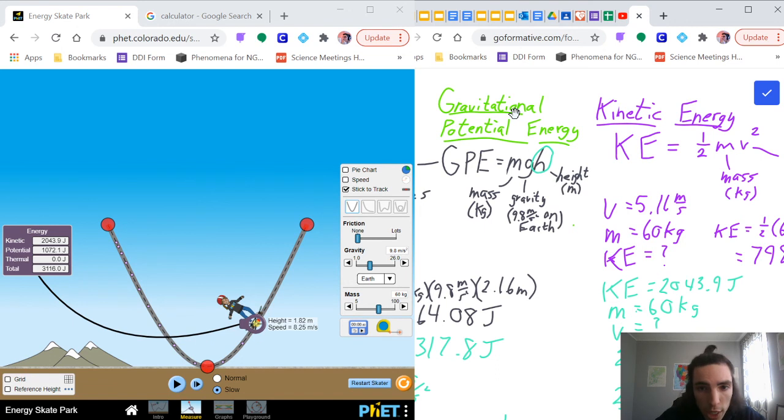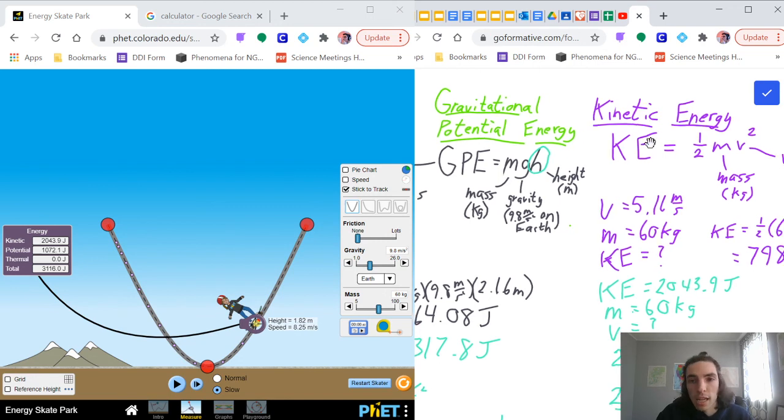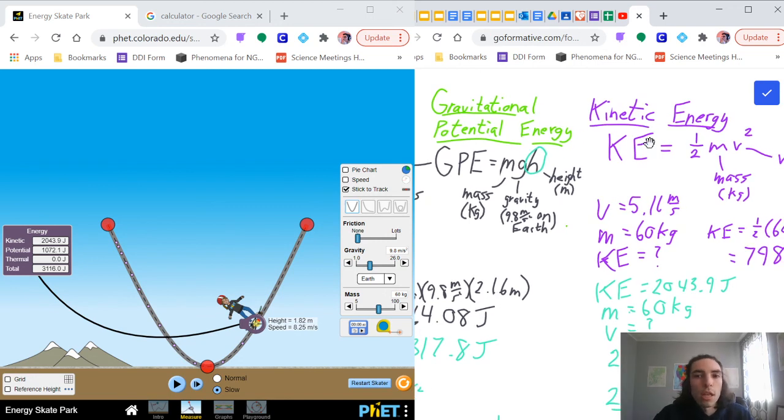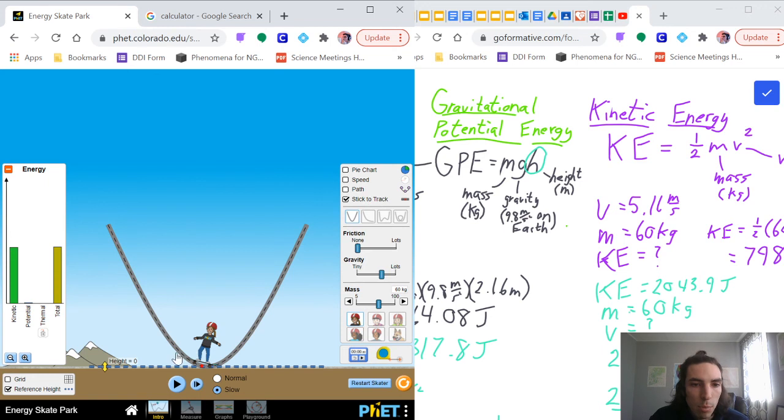But again, our potential energy is the energy associated with position. So the higher up something is, the more potential energy it has, the more gravitational potential energy that it has. And for kinetic energy, the faster something is moving, the more kinetic energy that it has. Both are dependent on mass, and we can see that here if I change this skateboarder's mass. You can see both energies over here changing. And when I increase their mass, both energies increase. When I decrease mass, both energies decrease.